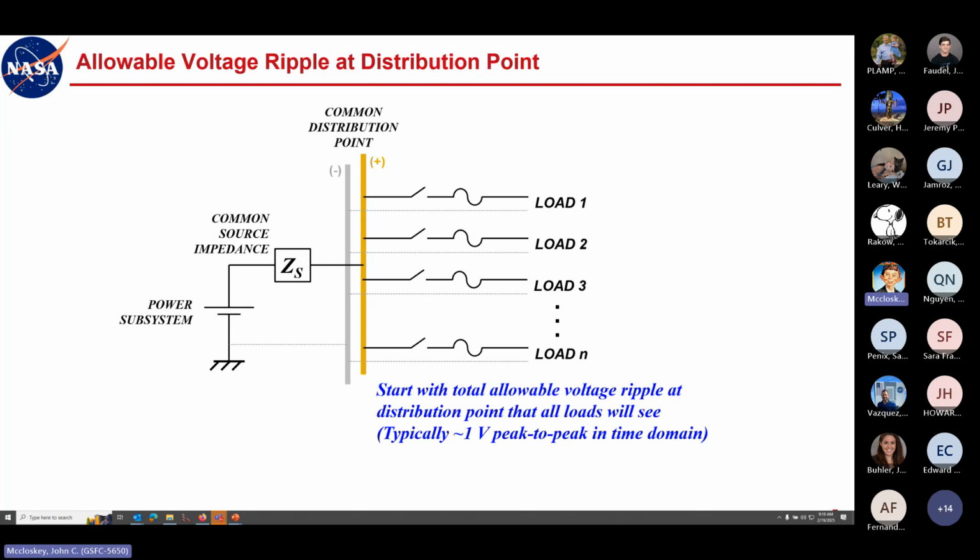So we'll start with a total allowable voltage ripple at the distribution point. And typically that's on the order of 1 volt peak to peak in the time domain. And that's basically broadband across all frequencies theoretically. That's pretty generous. We don't generally see that much, right? A good power bus shouldn't allow that much. But that's basically our starting point, where we conservatively say all loads should be able to withstand 1 volt peak to peak ripple on the power bus.